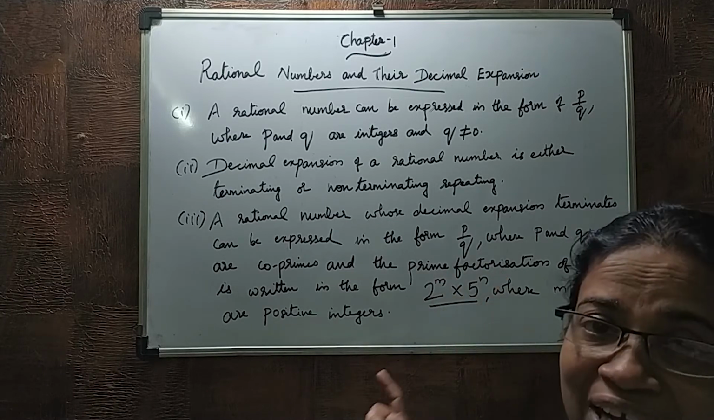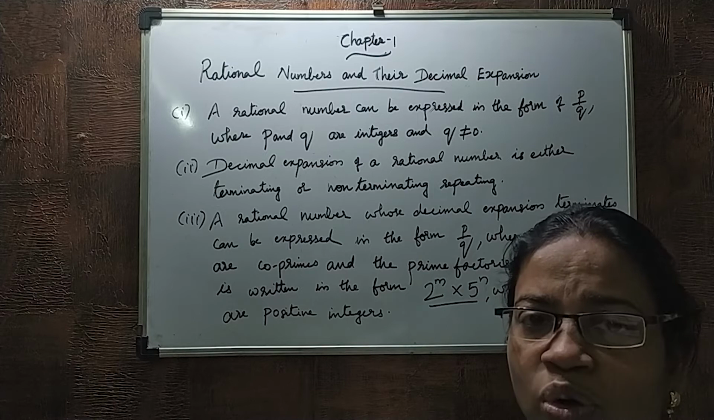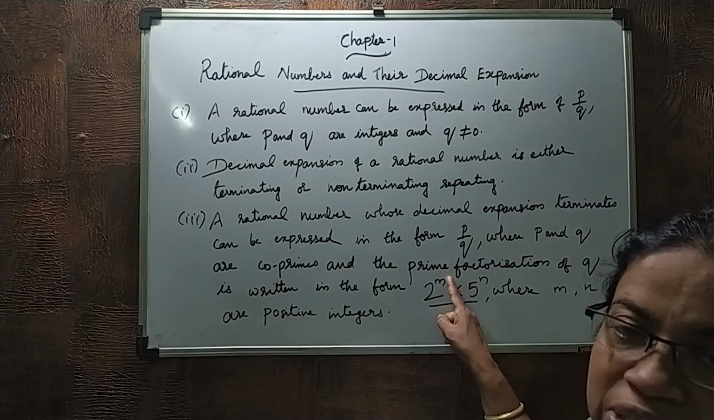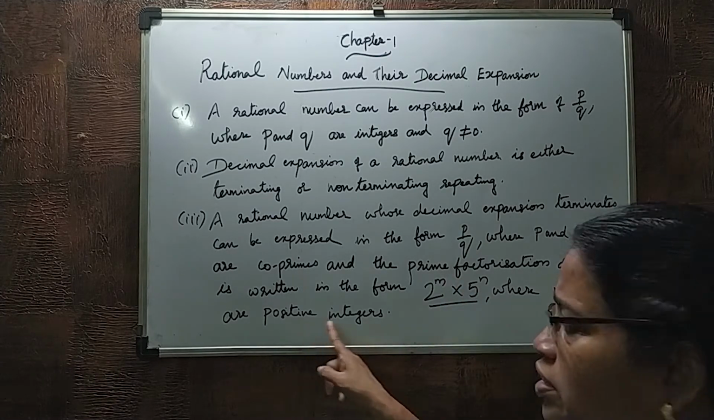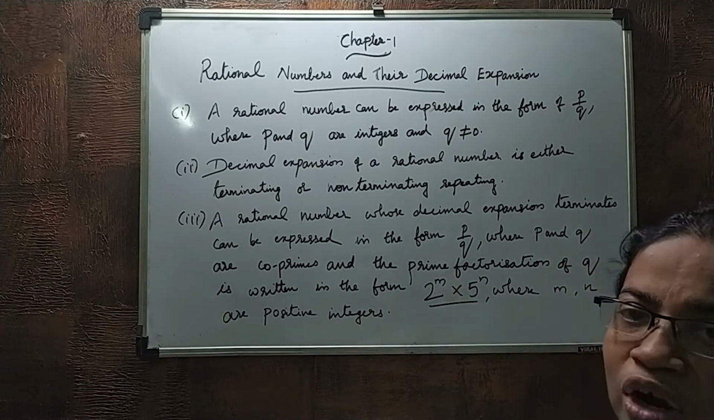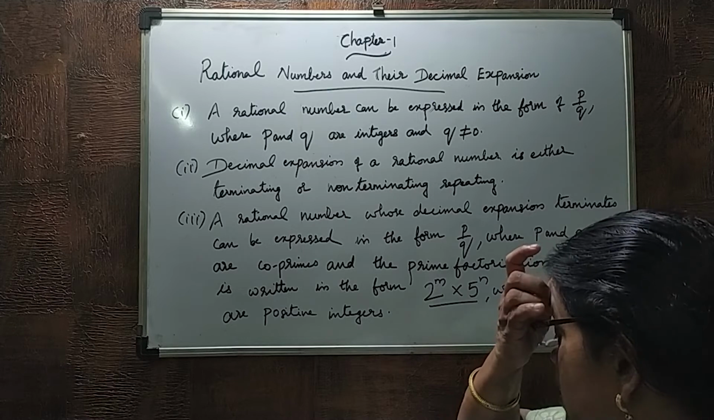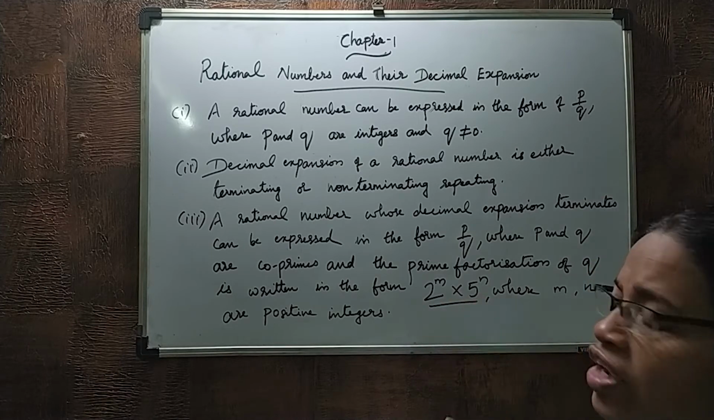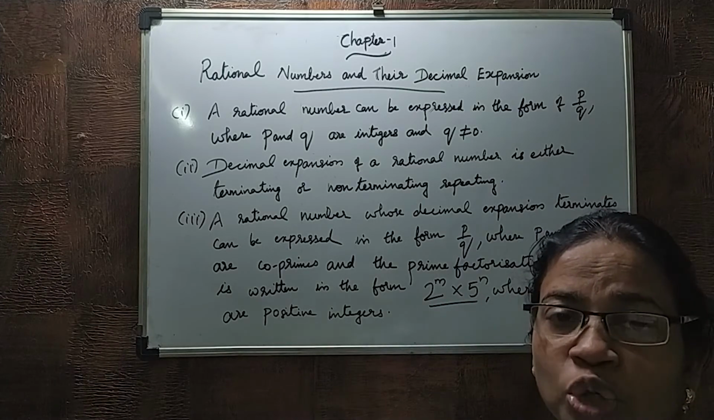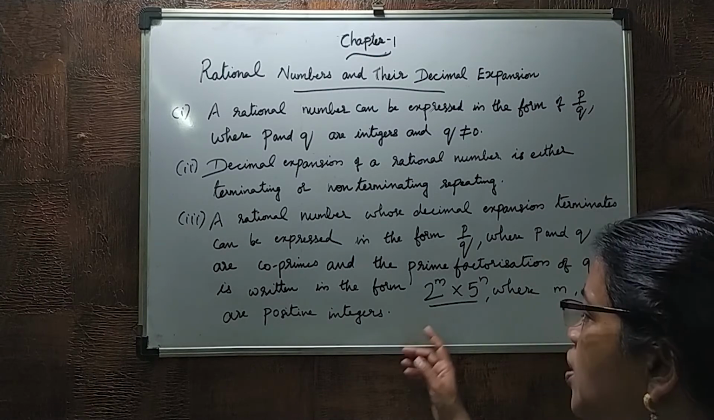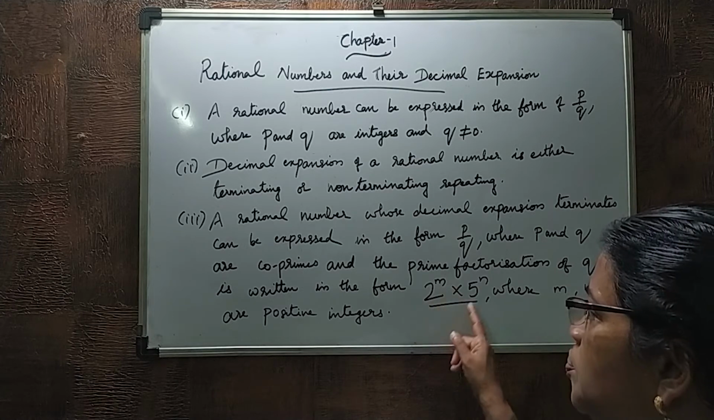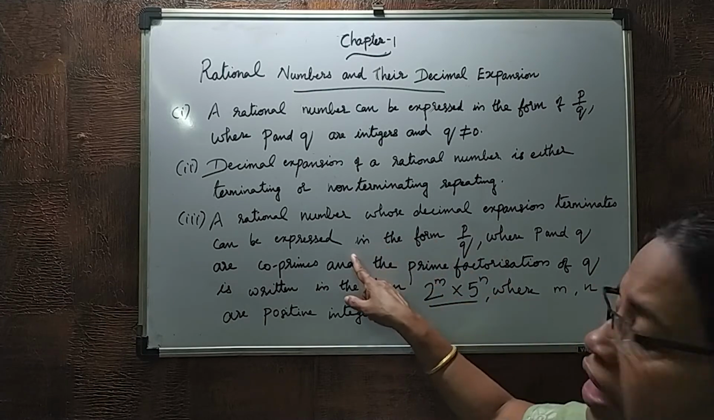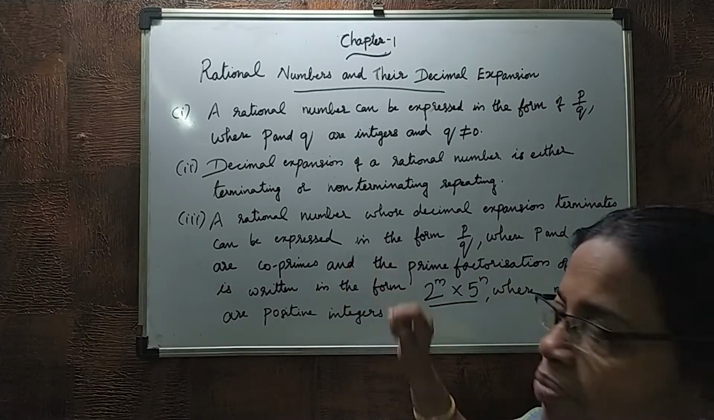The denominator should be in the form of 2 raised to m into 5 raised to n. It is compulsory that you prime factorize the denominator and it should be in the form of 2 raised to m into 5 raised to n, where m and n are positive integers, meaning 1, 2, 3, etc. m can be any positive integer, and n can be any positive integer. When you get this form for the denominator, then we can say the rational number will be terminating.